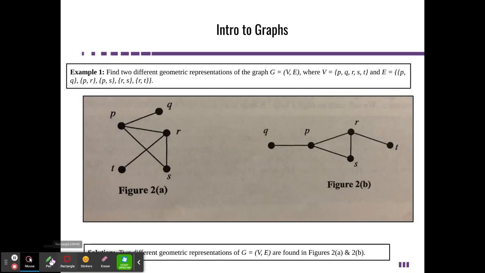All right, so we get to use that for the first time. Find two different geometric representations of the graph G(V, E) where V is P, Q, R, S, T, and E is PQ, PR, PS, RS, RT. So essentially, I already have the answer for you. You're already looking at the answer here. What we're saying is that we have vertices P, Q, R, S, T.